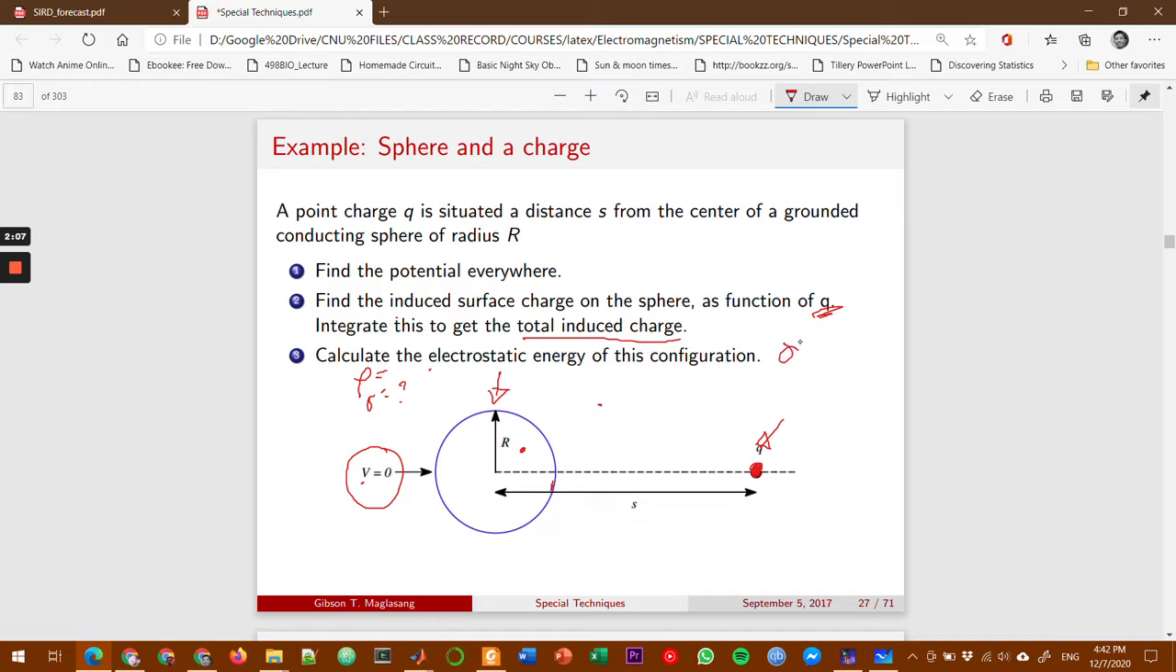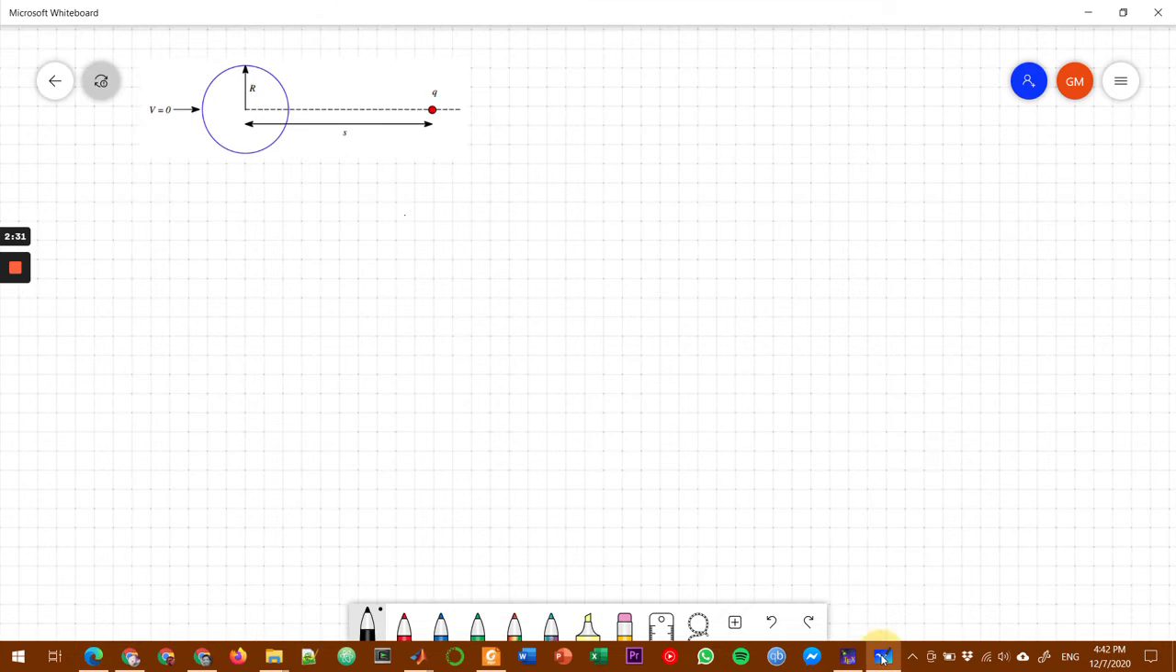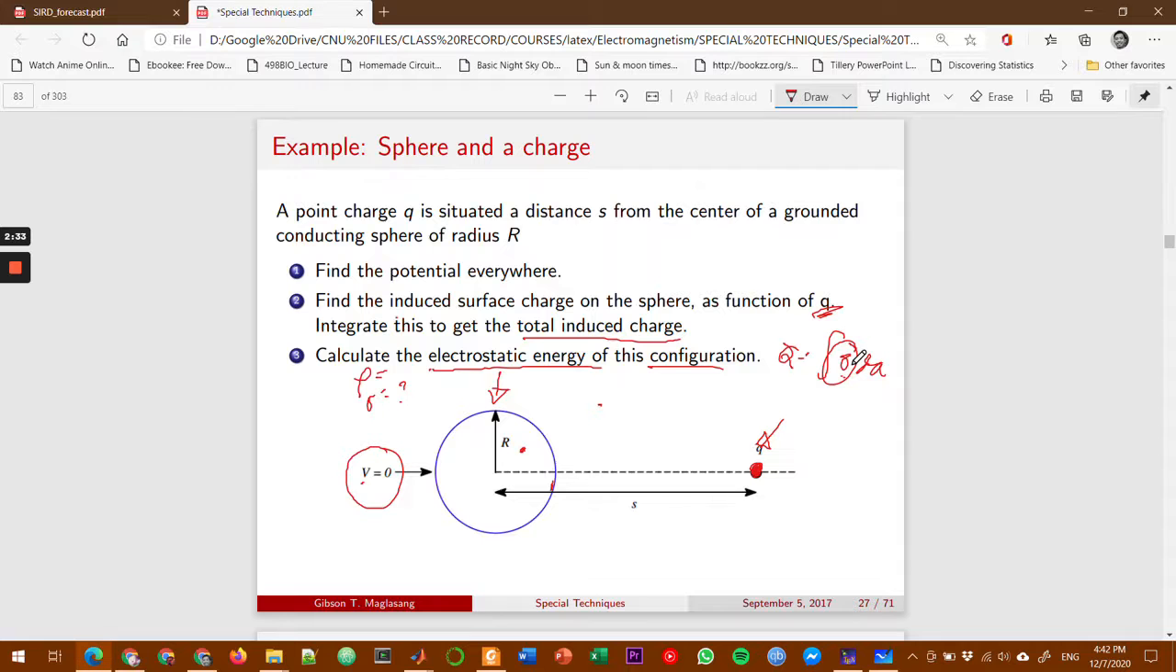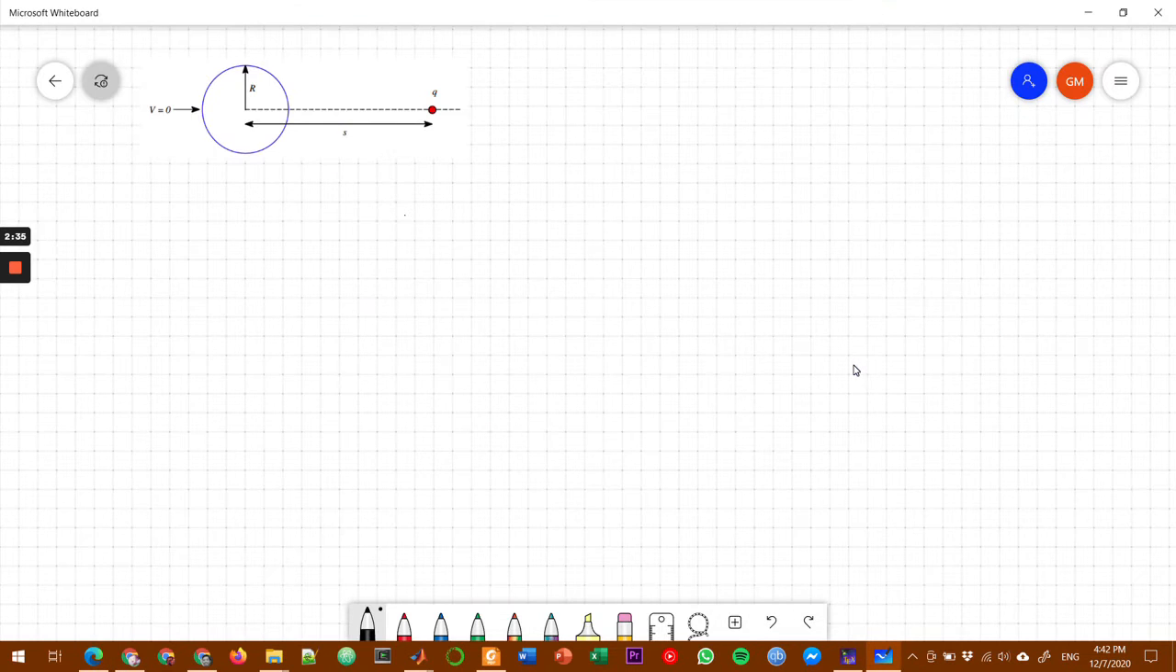Ana naman na ang total charge is sigma dA once you get your sigma or the induced surface charge. And then lastly, we will be able to calculate the electrostatic potential energy of this configuration. So unsa ka ang energy sa kaning system, sa kaning configuration. Okay? So let's solve first the question number 1, which is find the potential everywhere.